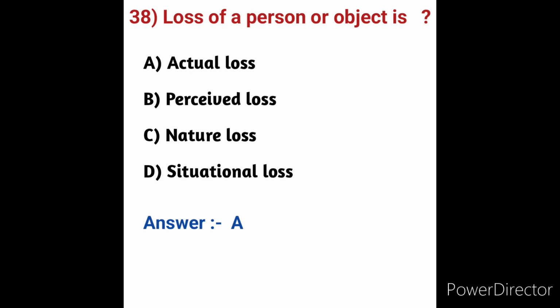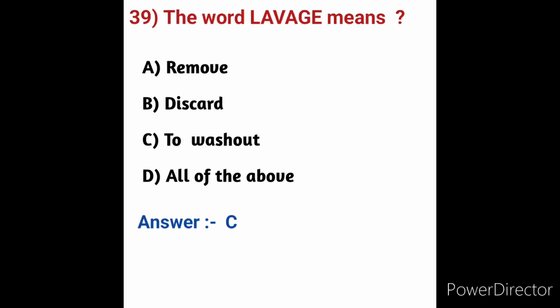Next we will move on to question number 39. The word lavage means, options. Option A, remove. Option B, discard. Option C, to wash out. Option D, all of the above. The lavage is a washing, especially the therapeutic washing out of an organ or part. Here option C is the correct answer.